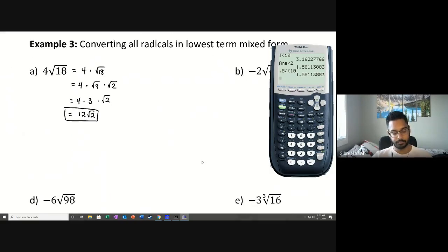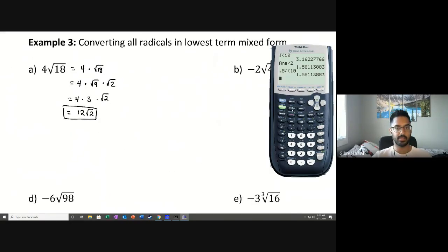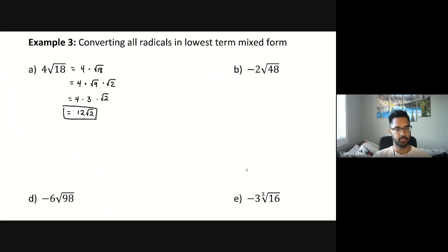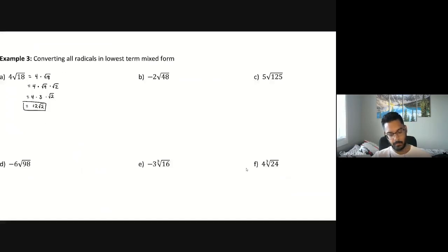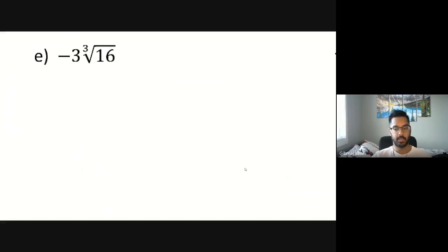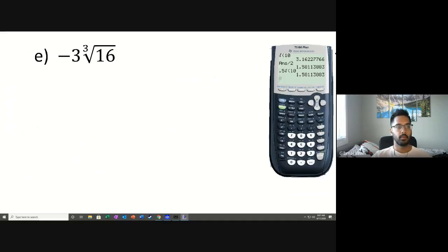Okay? So we could do that same thing for, let's do E here. So I've got a -3. We've got a cube root 16. So again, -3 is your coefficient currently, and 3 is our index. So cube root 16. So let's break that up as well.